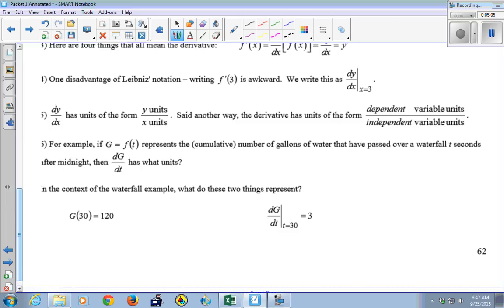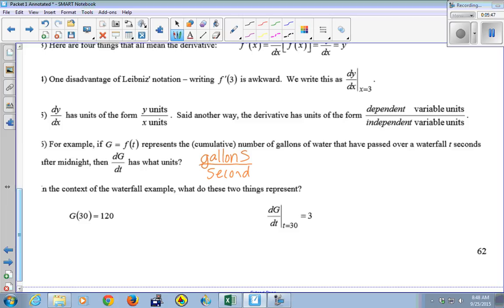So for example, if G equals F of T represents the cumulative number of gallons of water that have passed over a waterfall T seconds after midnight, then dg dt has what units? Gallons per second. So G units are gallons, and my T units for time are seconds. So dg dt is measuring a rate at which the water is going over the waterfall, measured in gallons per second.